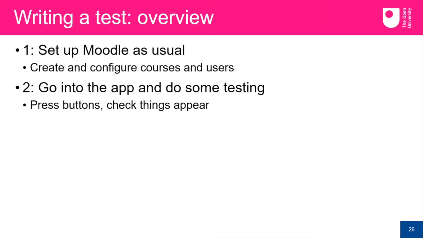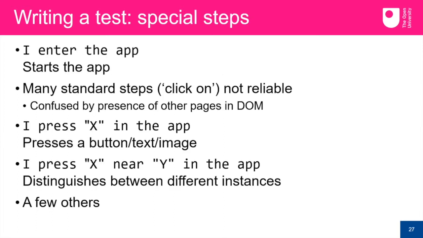When you're writing a test, you start by setting up Moodle exactly the same as in any other Behat test. So you might need to create a course, create a user, maybe some activities. Then you go into the app and do some testing, like press some buttons and check something works. There are some special steps you need to use for testing the app. The main one is I enter the app, which is what starts the app.